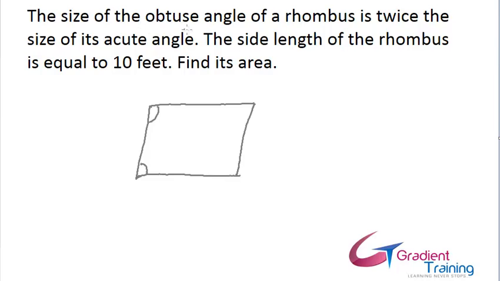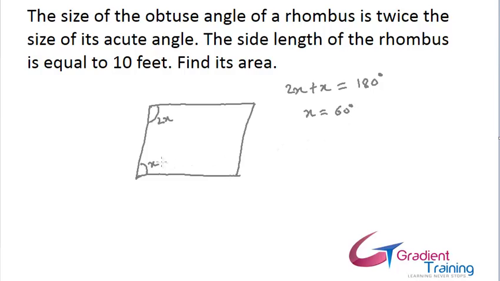In this question, it is given that the size of the obtuse angle of a rhombus is twice the size of its acute angle. That means if this angle is acute, x, acute angle meaning less than 90 degrees and obtuse meaning more than 90 degrees, then this obtuse angle would have a measure of 2x. And this is a rhombus. But a rhombus, as we just discussed, is a special case of a parallelogram. That means 2x plus x should be 180 degrees. These angles should be supplementary angles. And from here we get the value of x as 60.